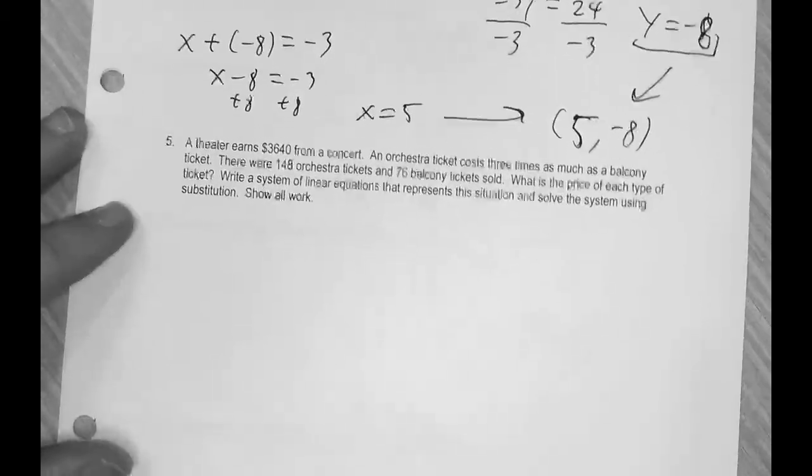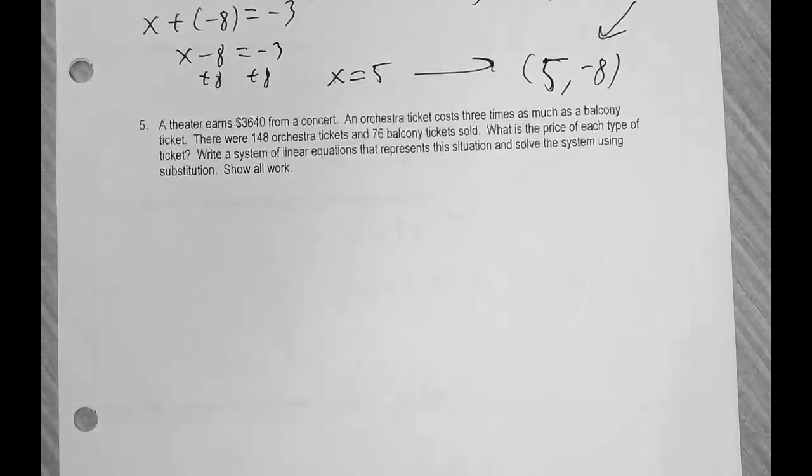Okay, last question. A theater earns $36.40 from a concert. An orchestra ticket costs 3 times as much as a balcony ticket. There were 148 orchestra tickets and 76 balcony tickets sold. What is the price of each type of ticket? Write a system of linear equations that represents the situation and solve a system using substitution. Show all work. Okay, so we earn this much.